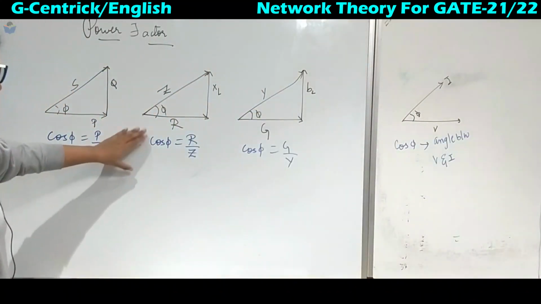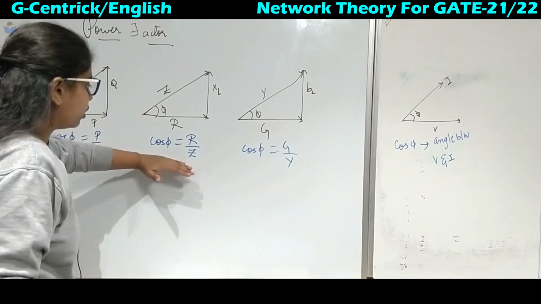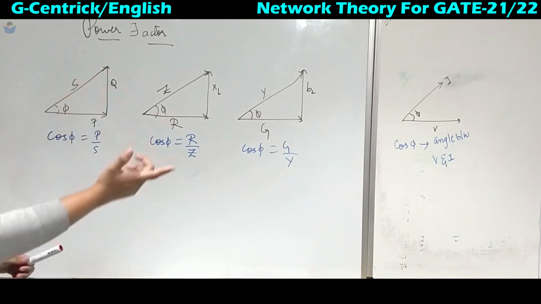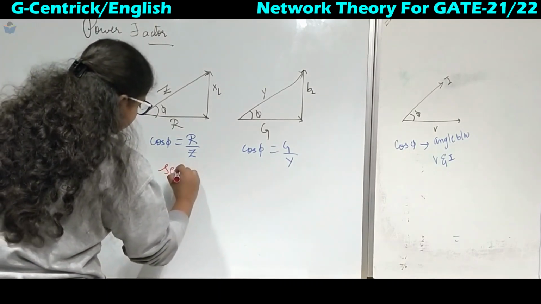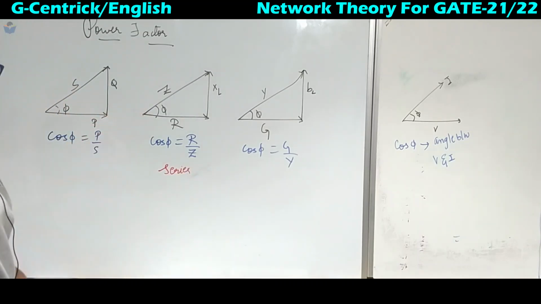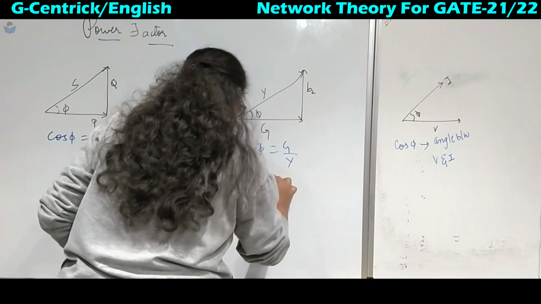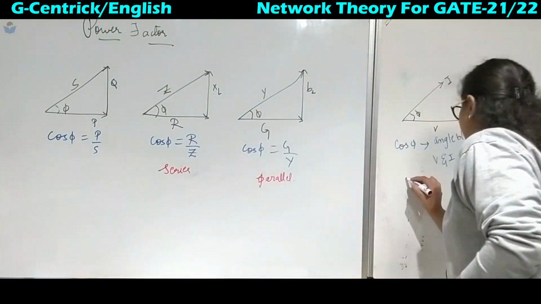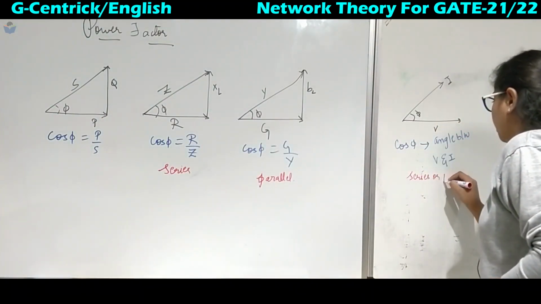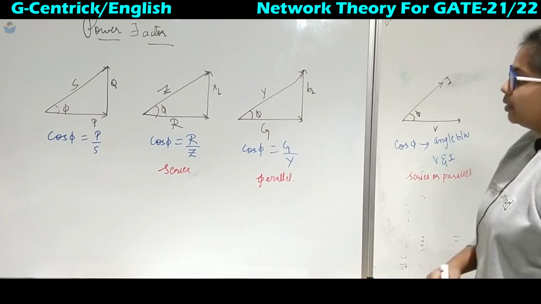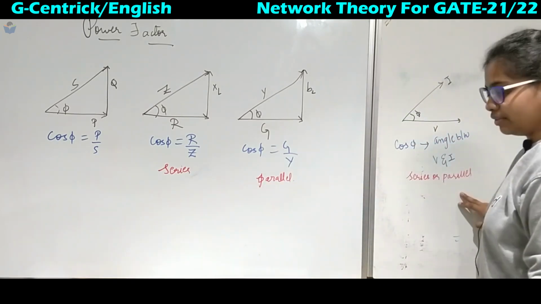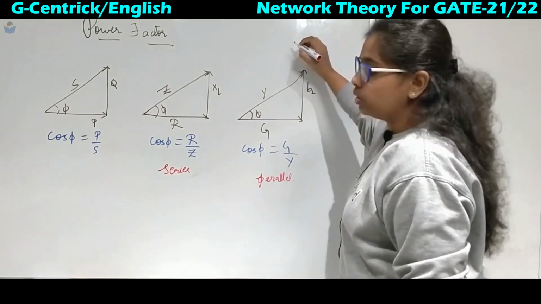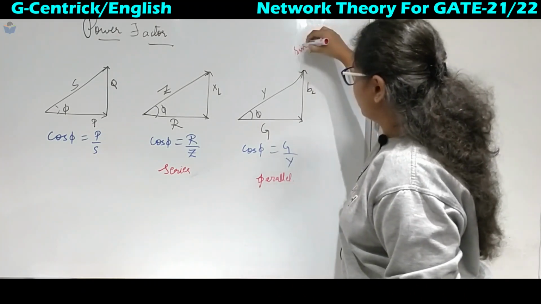The R upon Z formula we use if the RL or RC network is in series. The G upon Y formula will be used for parallel. The P upon S formula we can use for series, parallel or a combination. But all three formulas have one limitation: they can be applied only for a single frequency.